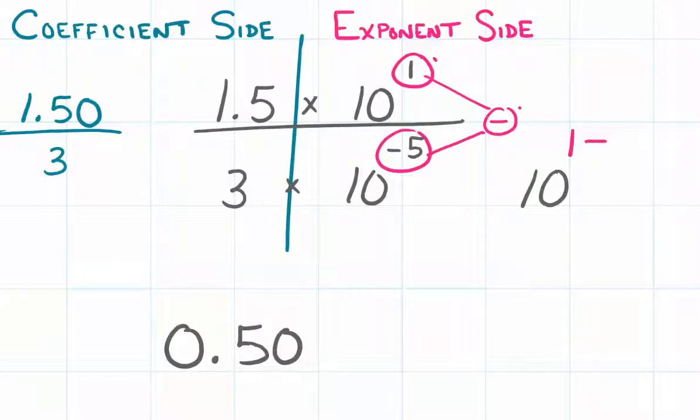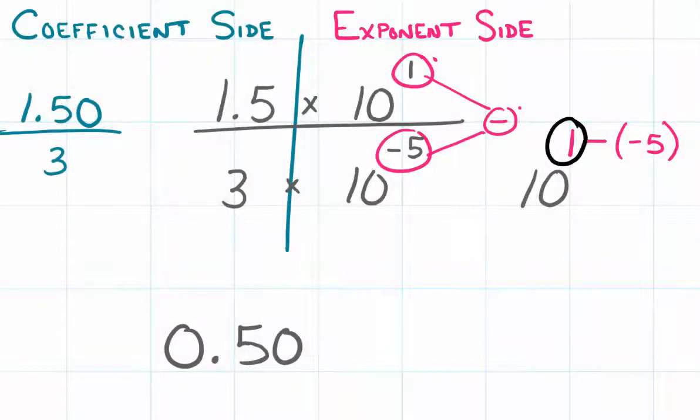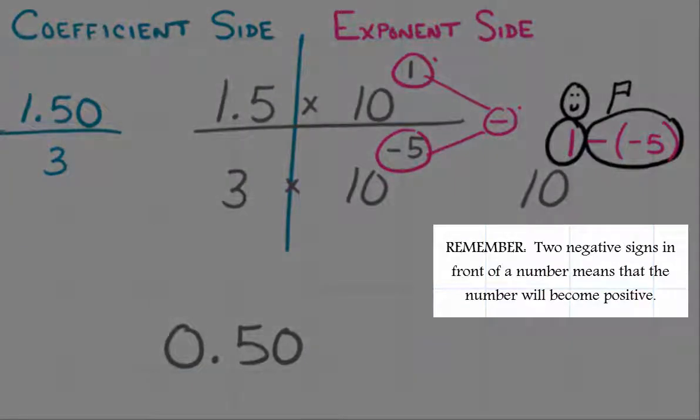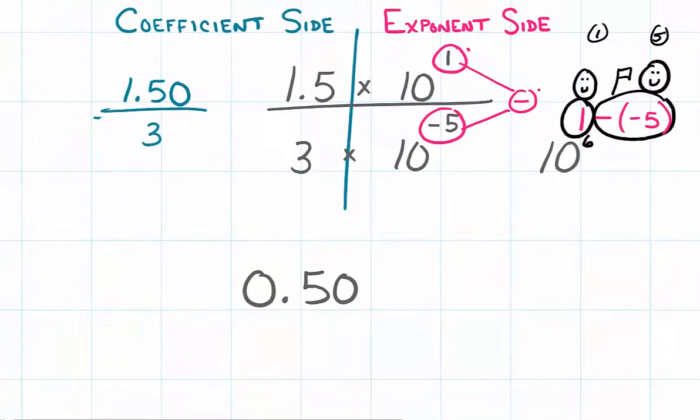And then -5. And our integer rules again come into play. This 1, since there's no sign in front of it, that's going to be a positive 1. No problem. But the 5, this is our red flag. We've got 2 negative signs. When we have 2 negative signs in front of a number, what does it mean? It means that that number is going to be positive. So we've got a total of 1 positive and 5 positives, giving us a total of 6 positives. And that tells us how many place values we're storing with our 50 cents.